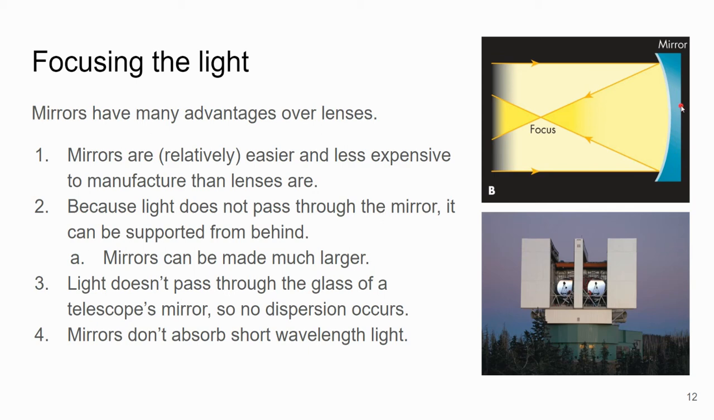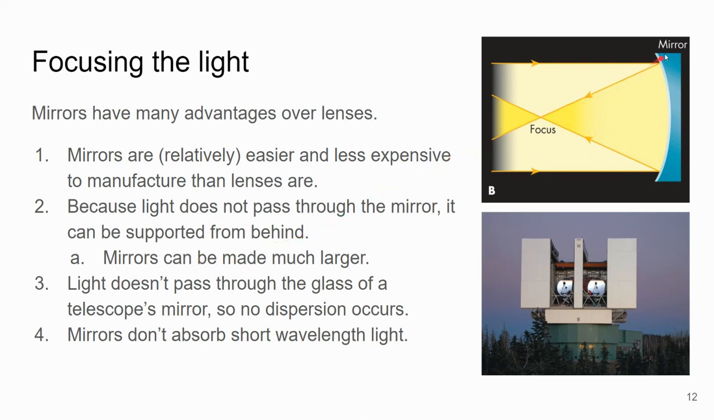So that means you can make a much bigger and heavier mirror and not have to worry about sagging, because you can support it everywhere. It's not exactly that you're not worried about it. More on that on the next slide. But you can eliminate the sagging by doing it that way. Now, light doesn't pass through the glass part of a telescope mirror, so you don't get any dispersion.